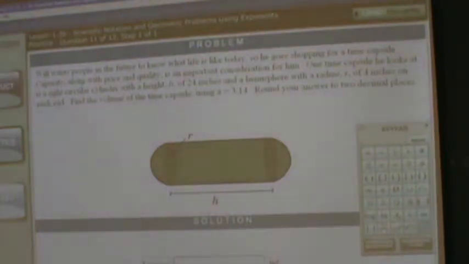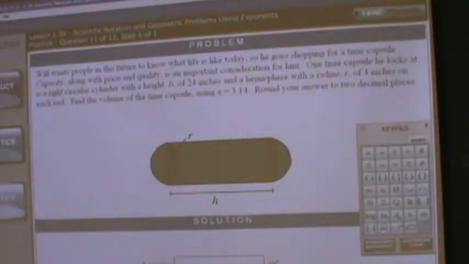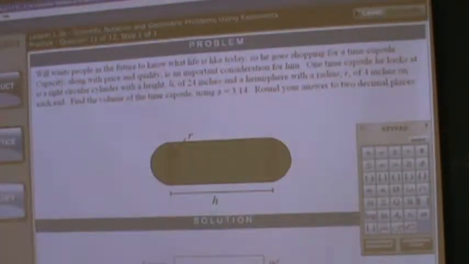This problem says, Will wants people in the future to know what life is like today. So he goes shopping for a time capsule. Capacity, along with price and quality, is an important consideration for him. One time capsule he looks at is a right circular cylinder with a height h of 24 inches and a hemisphere of radius r of 4 inches on each end. We're asked to find the volume of the time capsule using pi equals 3.14. You're also asked to round your answer to 2 decimal places.